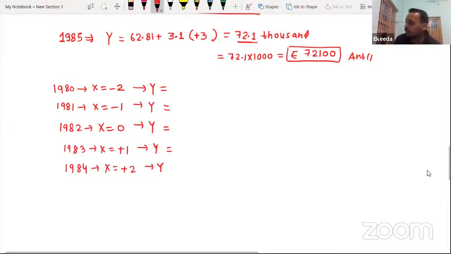So you can calculate it. I have got the answer. For the first one, it is 56.60 thousand. For the second one, it is 59.70 thousand. For the third one, it is only 62.81.